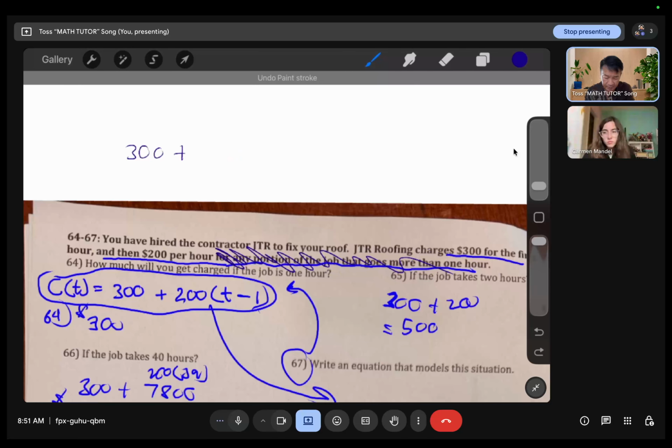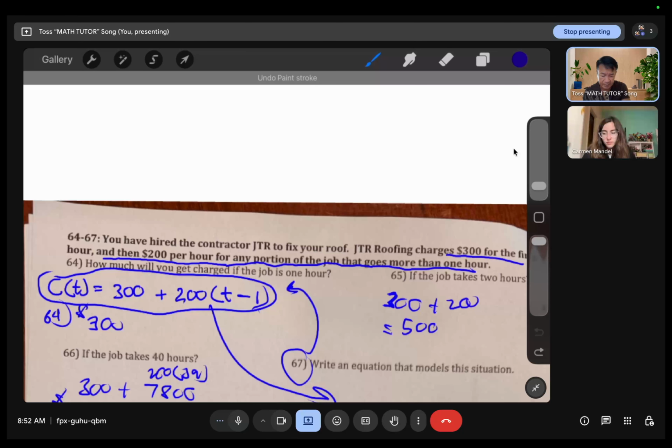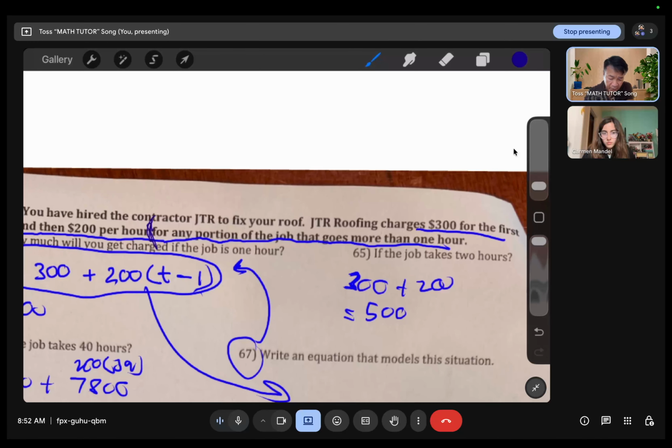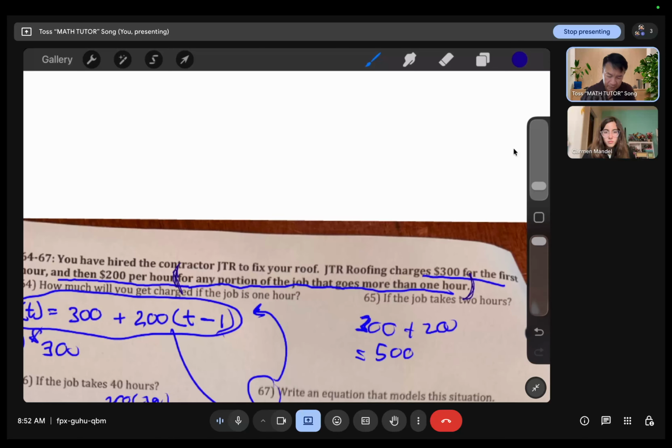But it says 200 per hour after, thereafter. It says 200 per hour, not just that, for any portion of the job that goes more than 1 hour. The reason why you do a minus 1 is because it's a rule. Let me show you why.